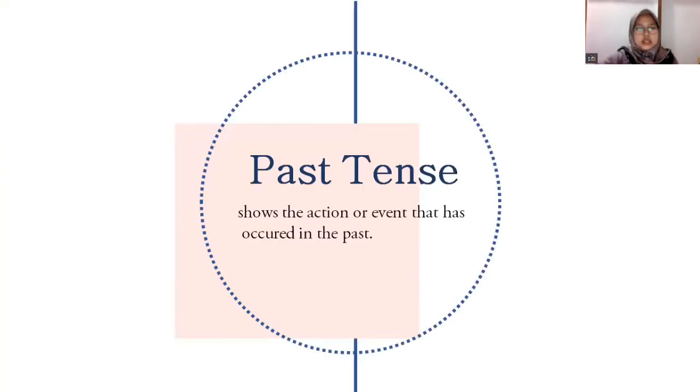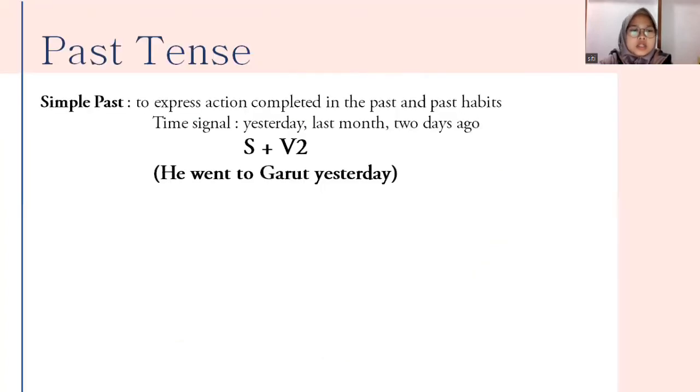And this is past tense. Past tense shows the action or event that has occurred in the past. The first form is simple past. It's used to express an action completed in the past and past habit. The time signal is yesterday, last month, 2 days ago. The form is subject and verb 2. For example, he went to Garut yesterday.